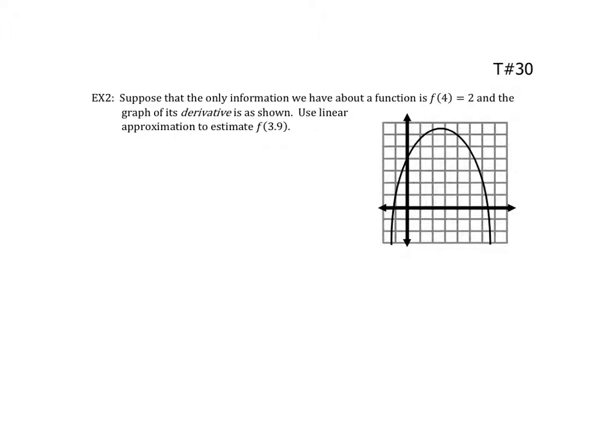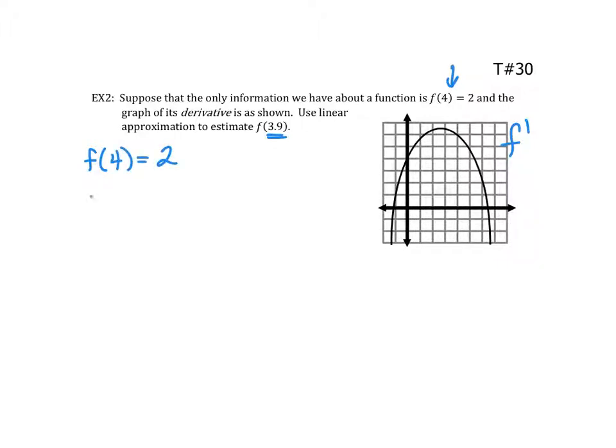It says, suppose that the only information we have about the function is that f of 4 equals 2, and the graph of its derivative, I always label f prime, is shown. Use linear approximation to estimate f of 3.9. Okay, what do you have to remember about linear approximation? When you see that word, then you think to yourself, my first step is to write the equation of the tangent line. What do you need to write the equation of the tangent line? Well, again, what's close to 3.9 that you can read definitely, you don't have an equation, but you could read definitely off this graph. And also, this is a clue in as well, they gave you f of 4 is 2. So they gave you the point.